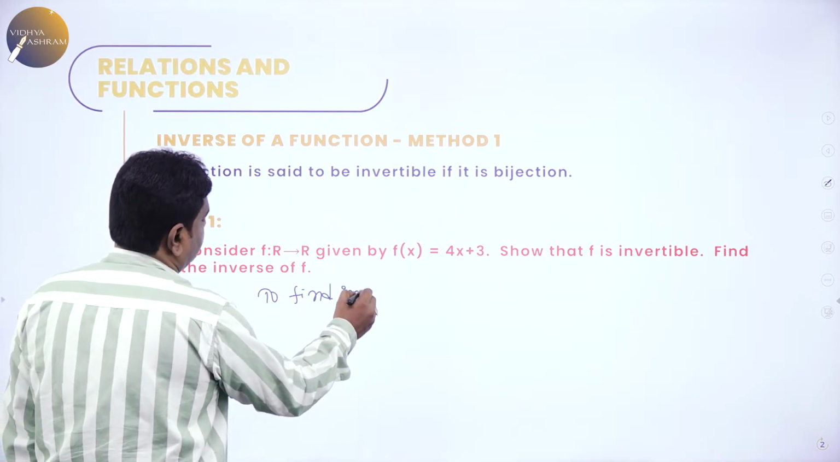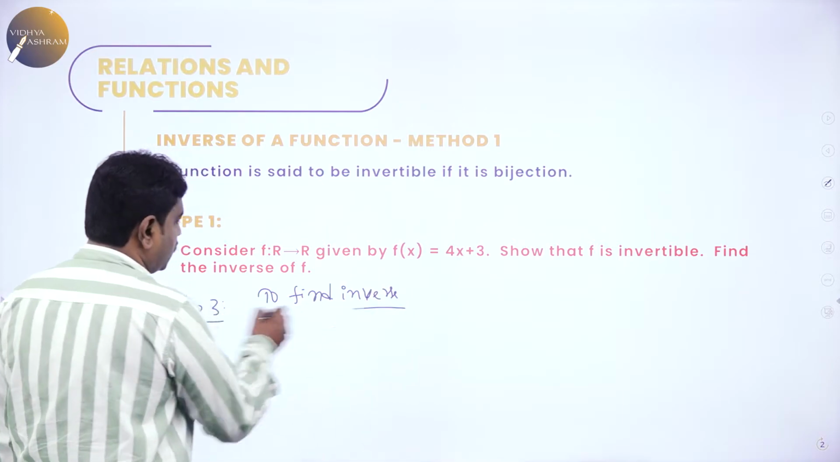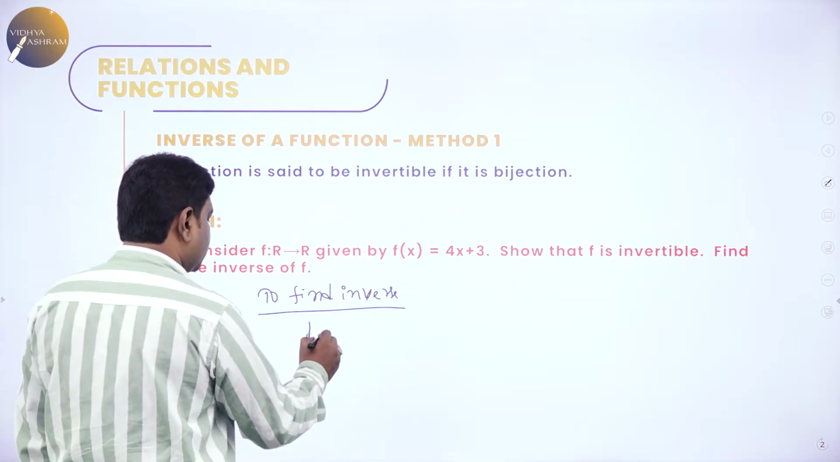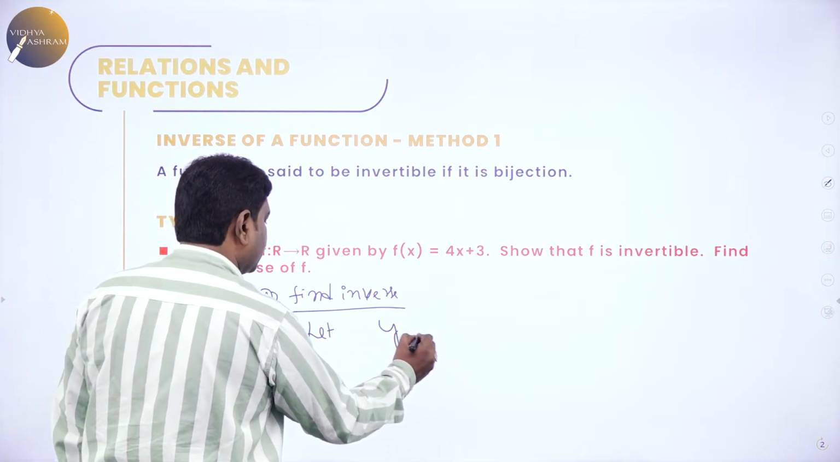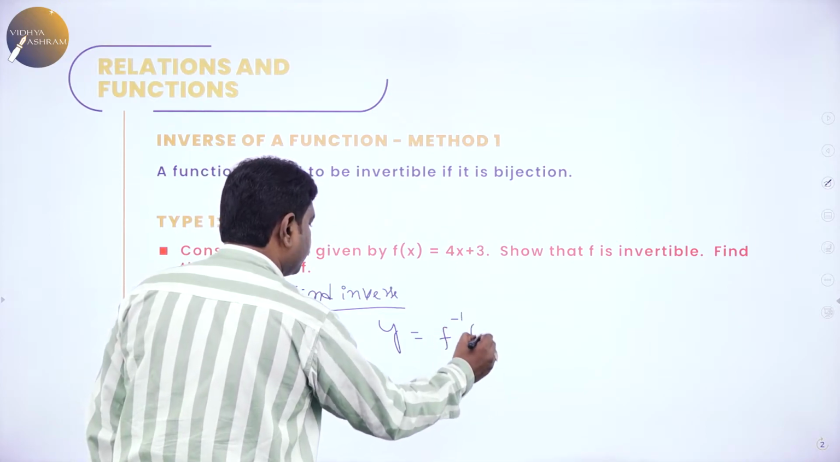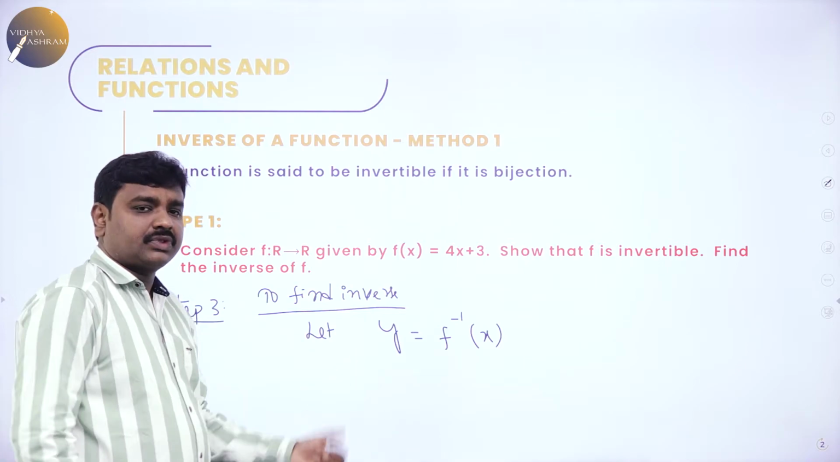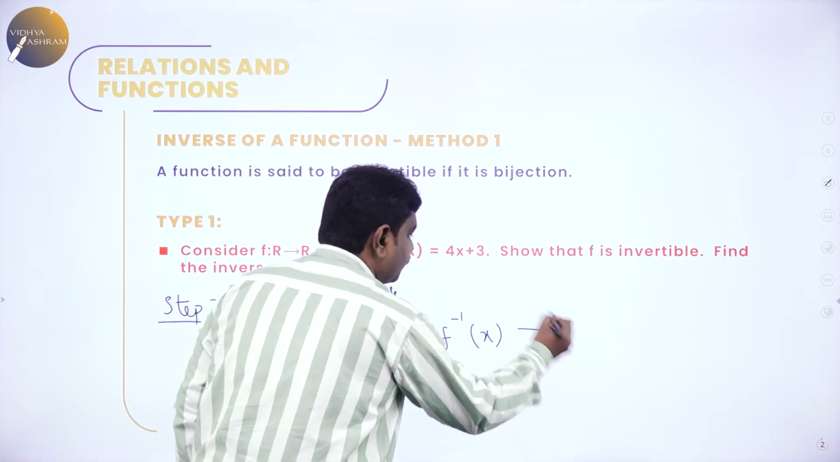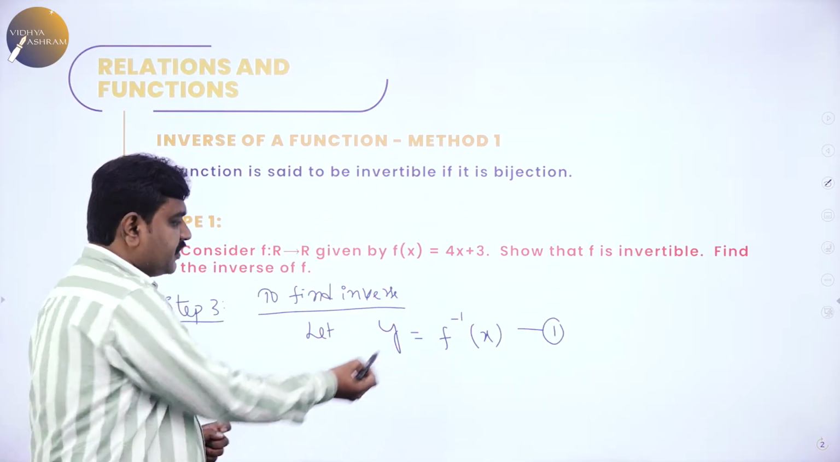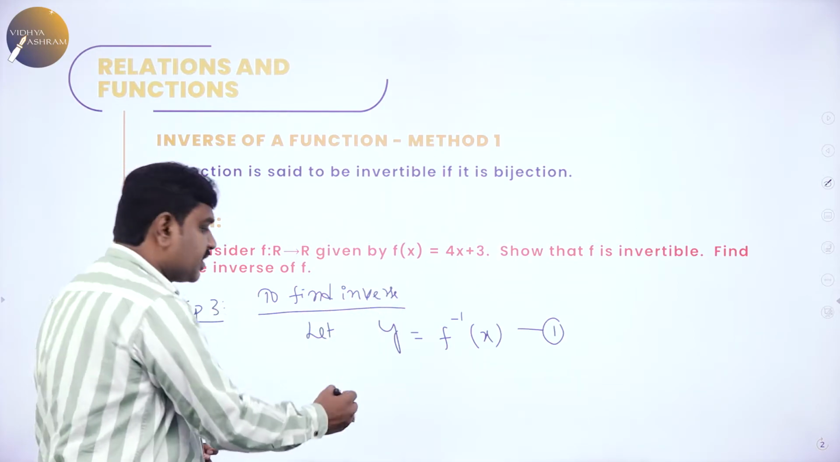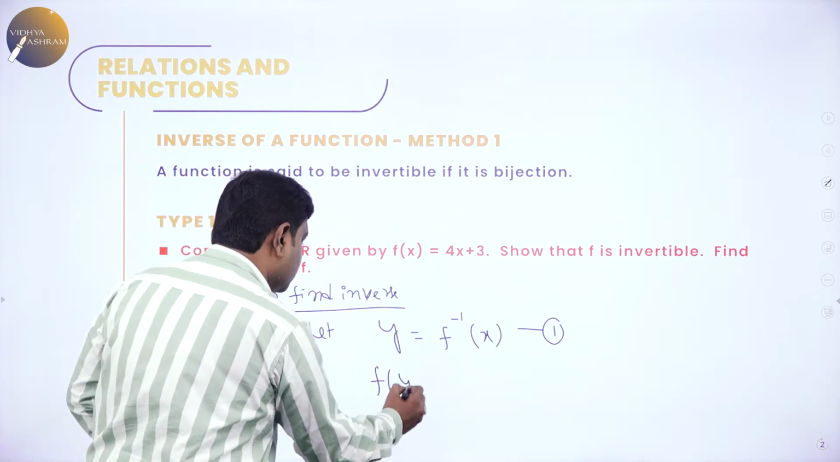Now we'll find the inverse. How to find the inverse? So let y is equal to f inverse of x. I am assuming f inverse of x as y. Rearrange. If I bring f inverse to this side, it will become f. So f of y is equal to what? X.